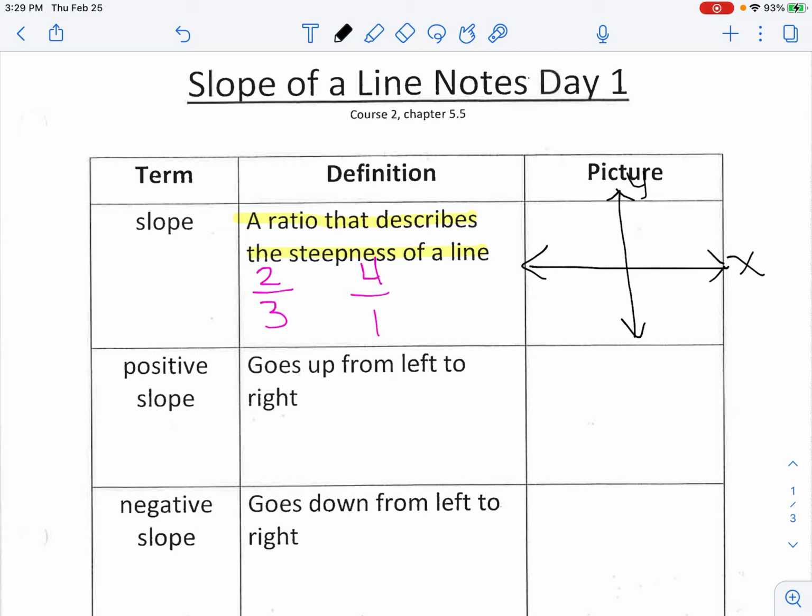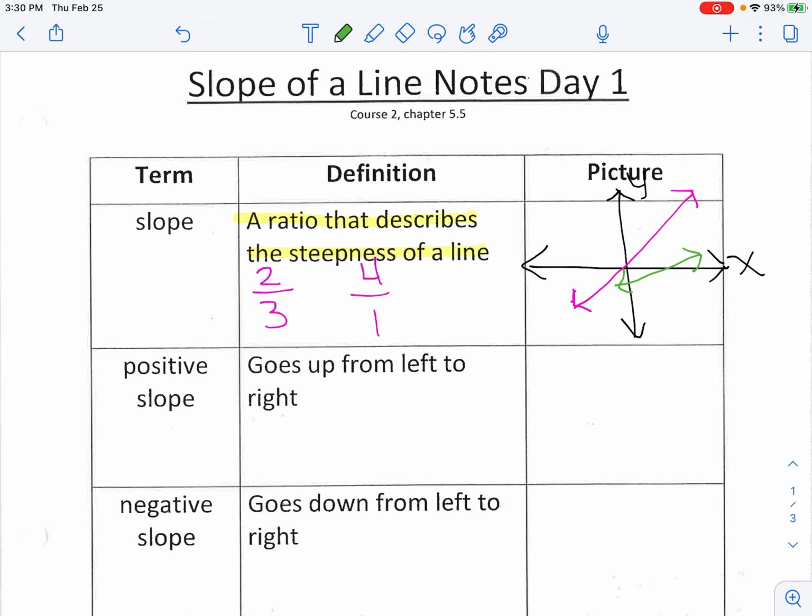If you have a steep slope, we're going to talk a lot about steep versus not steep. I'm actually going to use a different color so we can see that stand out. So if you have a steep slope, if you had to climb up this hill, that would be a challenge. However, if you had to climb up this hill, that would not have a very steep slope, okay?